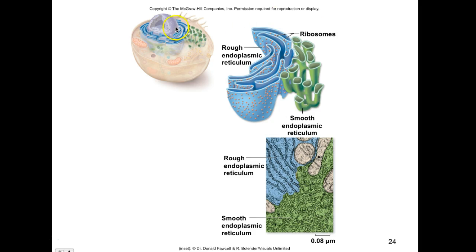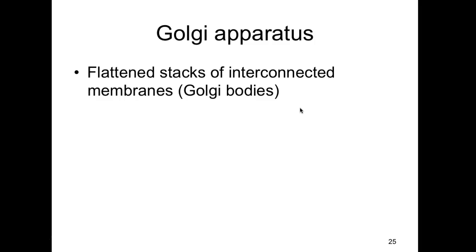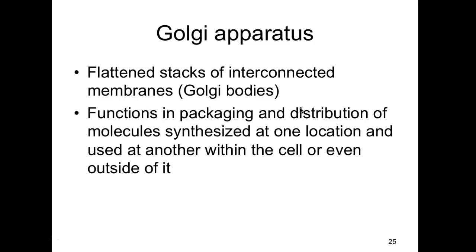If you look at cells coming off of the nuclear envelope, you will have the rough endoplasmic reticulum and you will have the smooth endoplasmic reticulum. Beyond that, then, you have a structure called the Golgi apparatus. The Golgi apparatus is flattened stacks of interconnected membranes. We sometimes call it the Golgi bodies. Basically, the Golgi apparatus is going to function in packaging and distributing molecules that are synthesized at one location and then used at another location within the cell or even outside the cell.